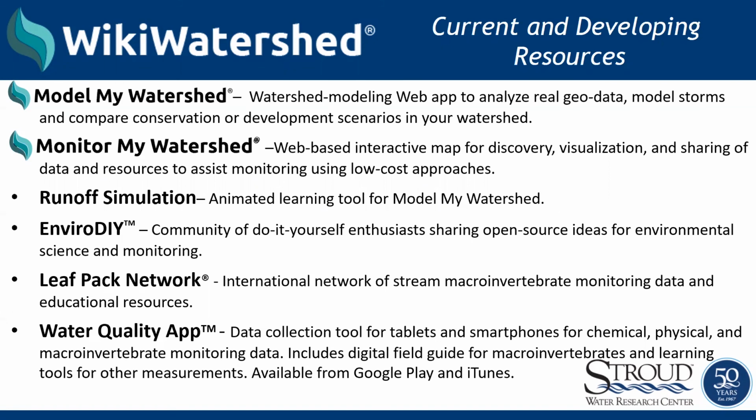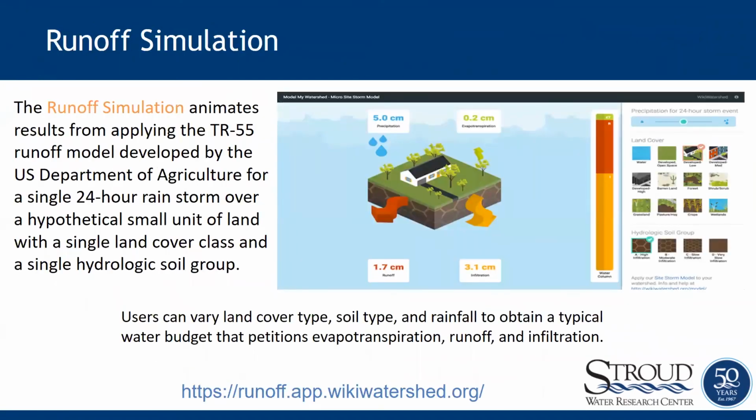And then I'll show you a mobile app that works not on your desktop computer, but on your smartphones and your tablets and iPads. We'll show you that also. So the first one is this runoff simulation. This is kind of a cartoony simulation, but it has the same information that is in the site storm model, which is a 24-hour rain event model that's in the full-scale Model My Watershed GIS, which I'll show you a little bit later.